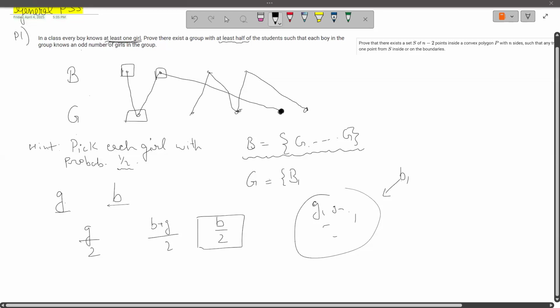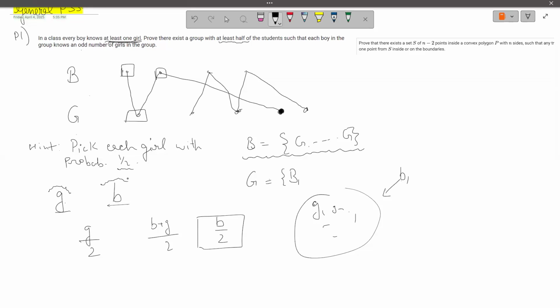Yep. So, Lavish, do you understand that the total number of people has to be G plus B, where G is the total number of girls and B is the total number of boys? Let the total number of girls in the school be G and the total number of boys be B. So the total number of people in school is G plus B. We need our group to have at least this many.